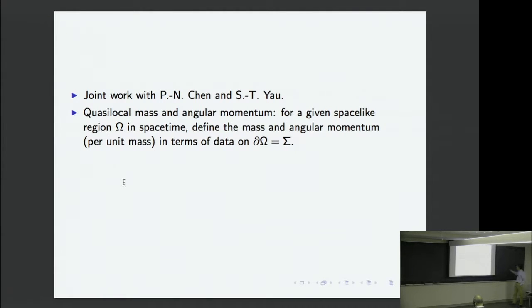So in your space-time, you just take a space-like region. I'll suppress the dimension by 1, so this surface here represents the 3-dimensional space-time region. And you want to define the mass and angular momentum in terms of the boundary data. So this is your omega here, and this is the boundary which is represented by a curve in this picture.